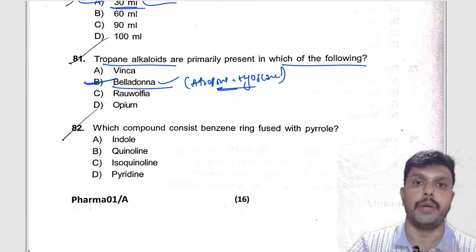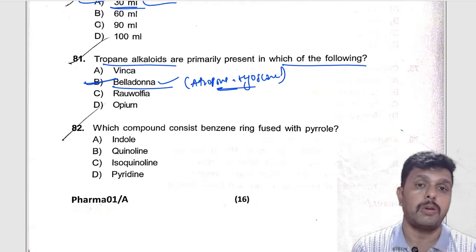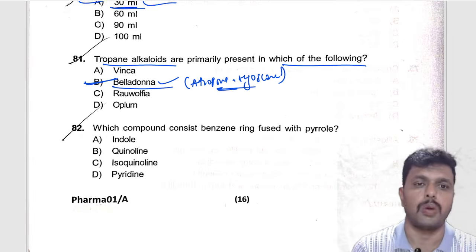Okay, so cholinergic, anticholinergic we use. So this tropane alkaloid is specially present in belladonna.